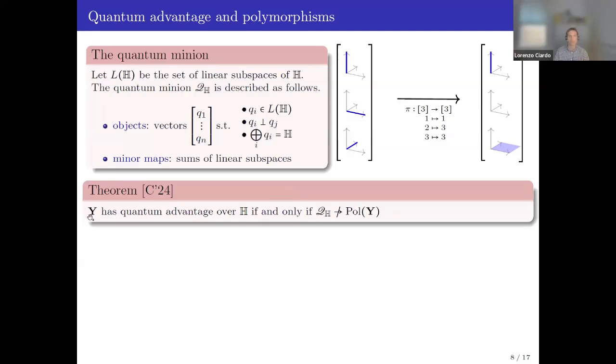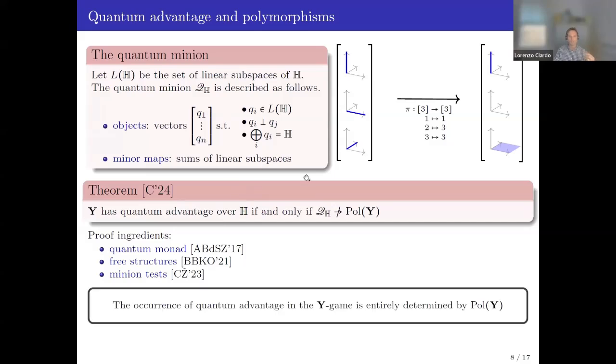So a structure Y, for example a graph, has quantum advantage over a space H precisely when there is no homomorphism from the quantum minion to the polymorphism minion. I will not give the proof of this, but the ingredients are the quantum monad defined by Abramsky and others, the free structures defined by Ciardo, Kozlik and others, and minion tests defined by Civin and myself. The key point is that the occurrence of quantum advantage in a game is entirely determined by the polymorphisms of the game. So we can use the same algebraic object, the polymorphism set, to study not just the complexity of the CSP, but also the occurrence of quantum advantage in the game.